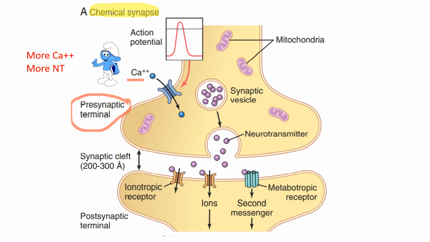Voltage-gated calcium channels are very important structures located in the presynaptic terminal. Once the action potential comes to this terminal, it will activate voltage-gated calcium channels, resulting in an influx of calcium. This influx of calcium will help with exocytosis of these synaptic vesicles, so the release of neurotransmitters.